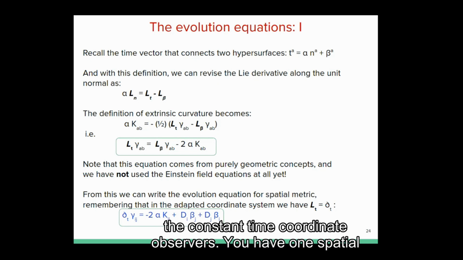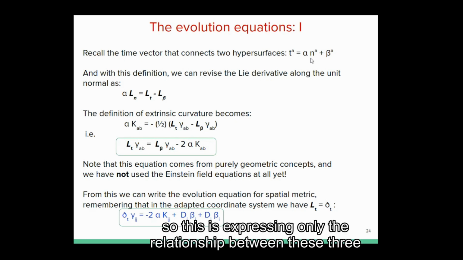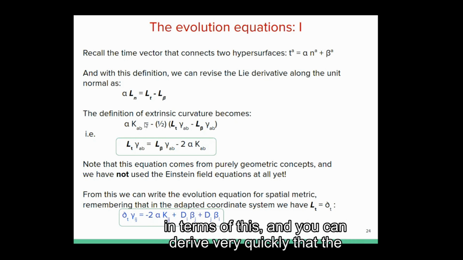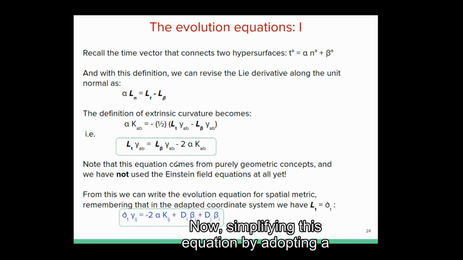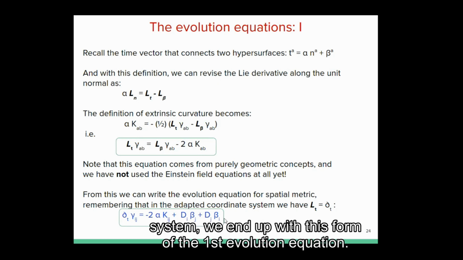So you have one spatial slice, another spatial slice, and you have a normal vector. This is N, and this is your D. This is alpha, and this is beta. These are all vectors. So this is expressing only the relationship between these three. And then you can write down the Lie derivative along the normal in terms of this. You can derive very quickly that the Lie derivative of gamma ij along t is related to the extrinsic curvature. Now simplifying this equation by adopting a particular coordinate system, like t, x, y, z coordinates, we end up with this form of the first evolution equation.